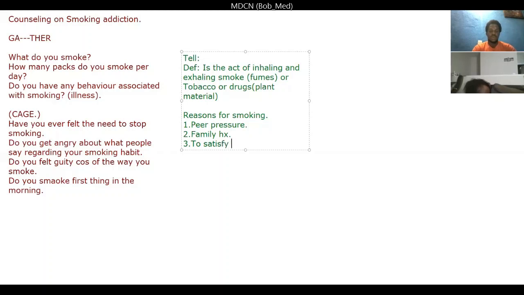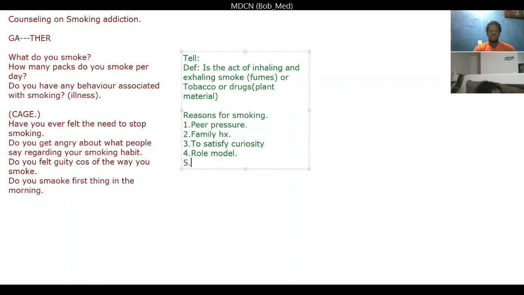To satisfy curiosity. Some people used to say it's curiosity that kills the cat. Is that true? Some people just feel like, people have been talking about this, let me also try it one day. So they will try smoking. It could be a role model, maybe somebody they are looking up to. Maybe you see Naira Marley smoke, and Naira Marley is your role model. You might want to smoke also.